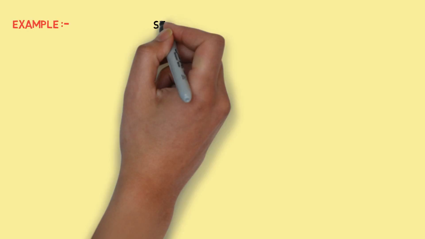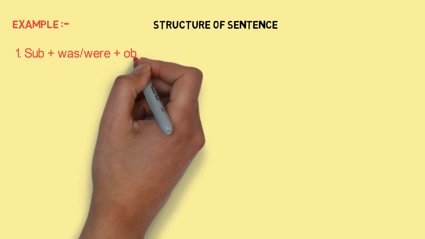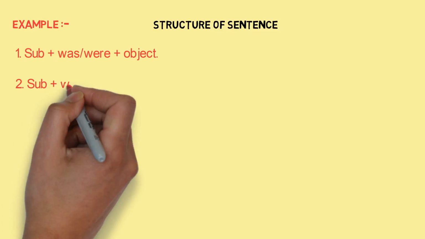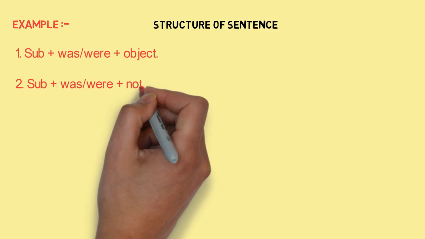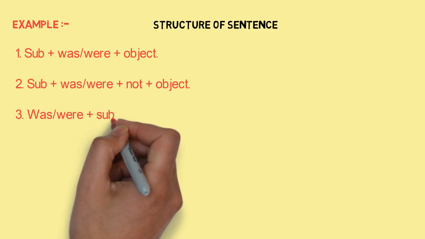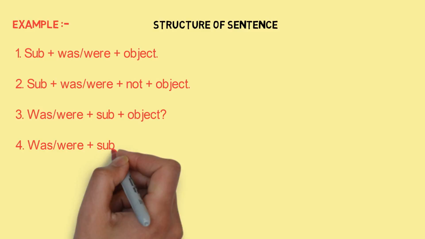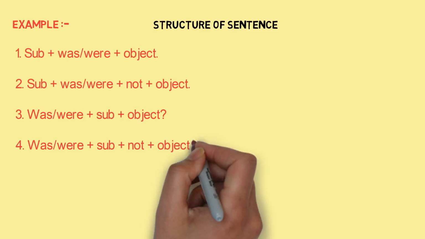As example, structure of sentence given: subject plus was, were plus object. Second, subject plus was, were plus not plus object. Third, was, were plus subject plus object plus question mark. Fourth, was, were plus subject plus not plus object plus question mark.